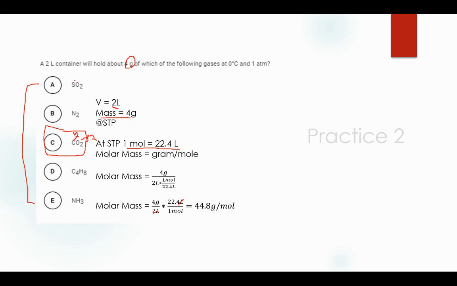44. You can eliminate S, which has a mass of 32, so this is like 32 plus 32, so that's too big. N has a mass of 14, so this would be 28, 14 times 2. C4H8, so that's like 12 times 4 plus 8, so that's also too big. And then we would have 14 plus 3. So carbon dioxide is the correct answer.